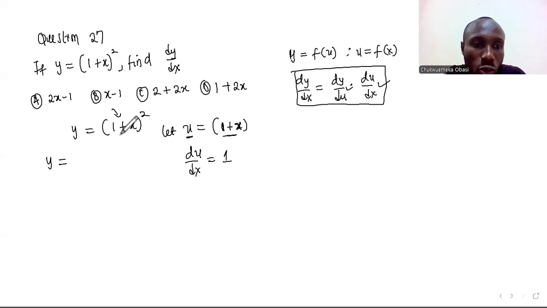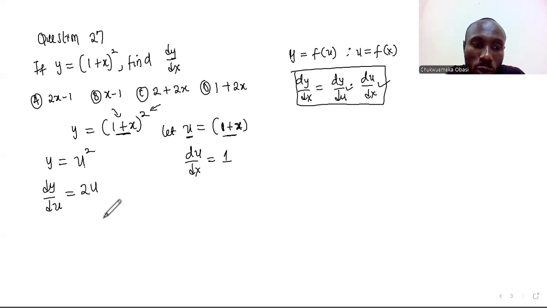Now y is u squared, because remember we said 1 plus x is u. So we replace the 1 plus x with u, and remember we have a square right here. So that is u squared. So y is expressed in the form of u, which means we can differentiate y with respect to u, and that will give us 2u. I hope you still remember all this stuff.